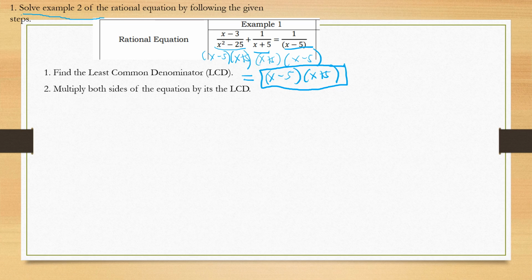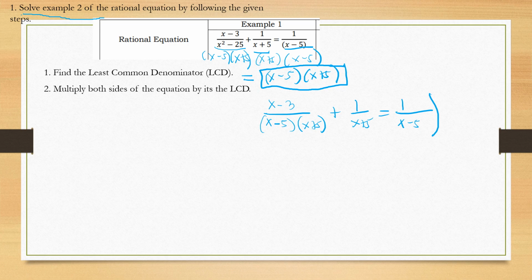After that, multiply both sides of the equation by the LCD. So we will multiply both sides of the equation by the LCD. We have (x minus 3) over x squared, let's have (x minus 5), the factored form, (x plus 5), plus 1 over x plus 5 equals 1 over x minus 5.